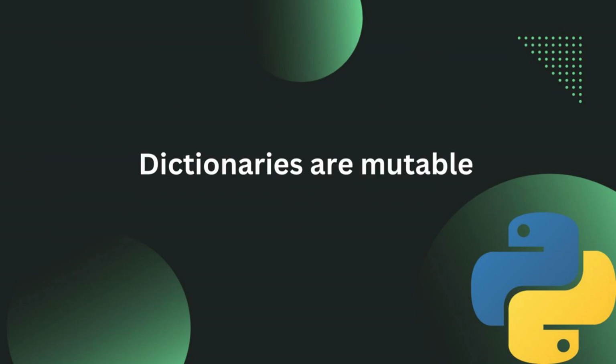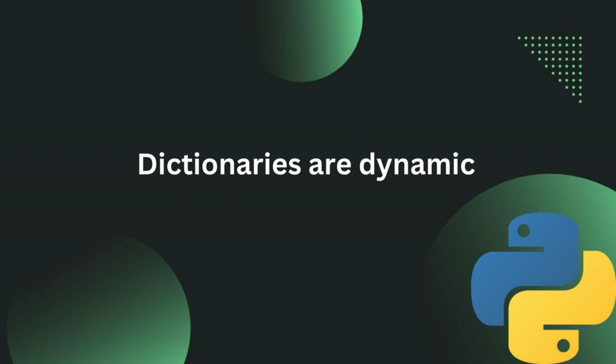Dictionaries are mutable. That means we can add and delete values in the dictionary. Once a dictionary object is created, after its creation, we can modify the dictionary object. That's why it is mutable. Dictionaries are dynamic. That means the size of a dictionary can be increased and decreased dynamically.